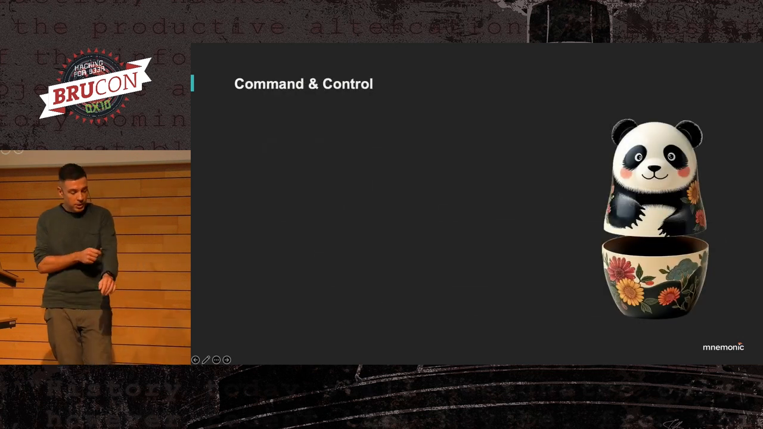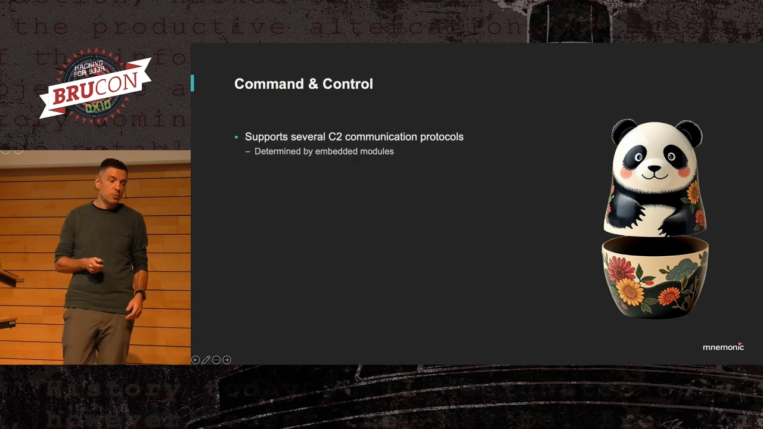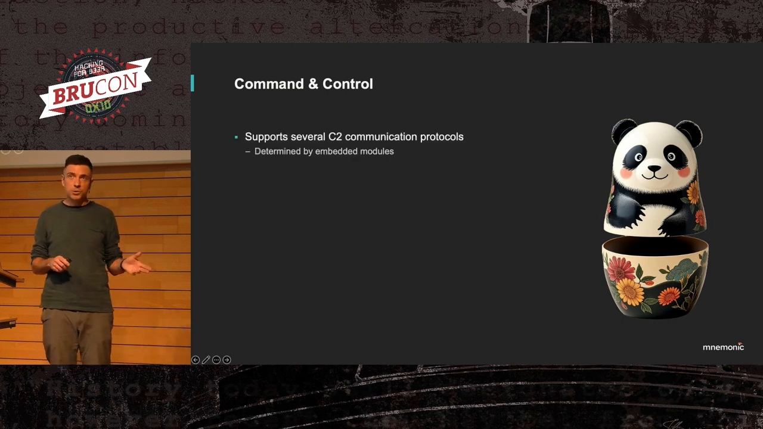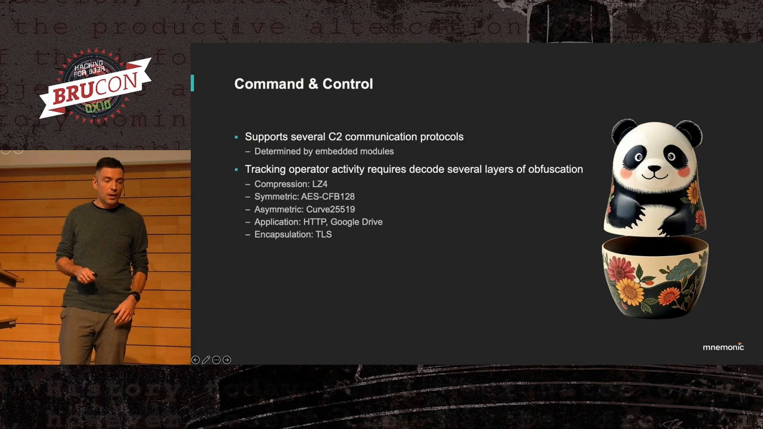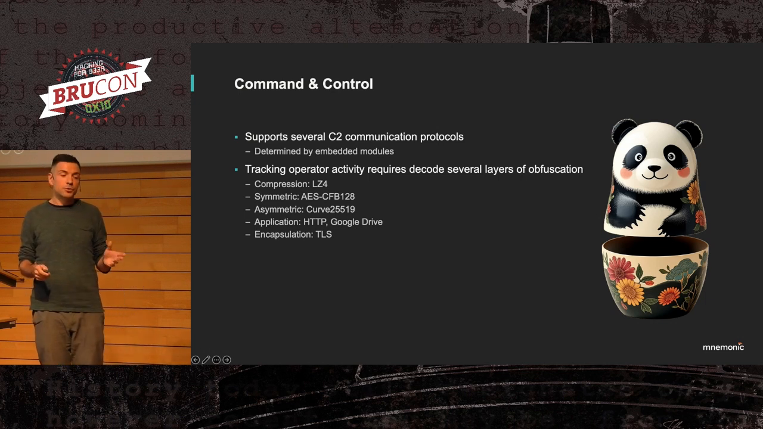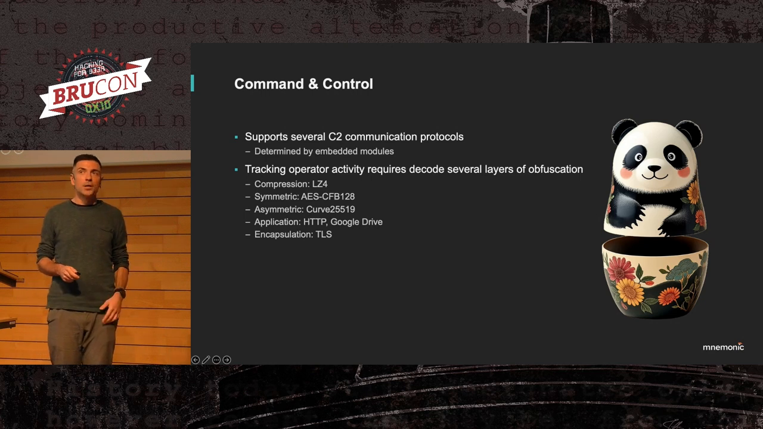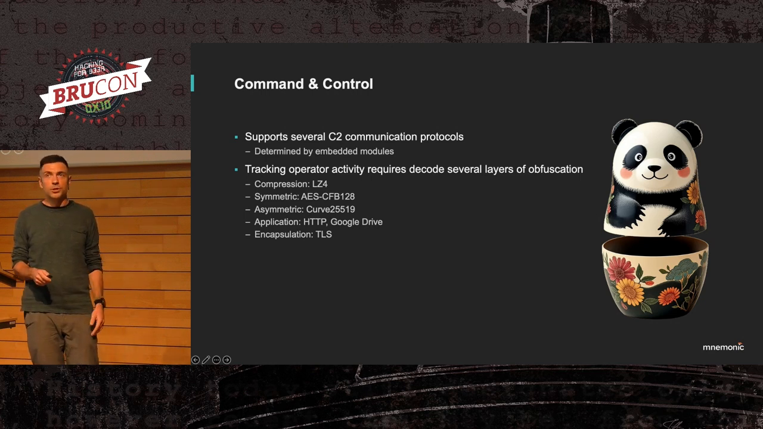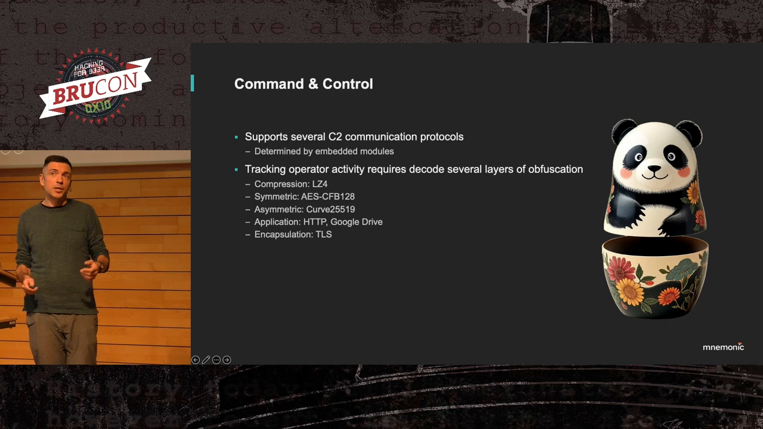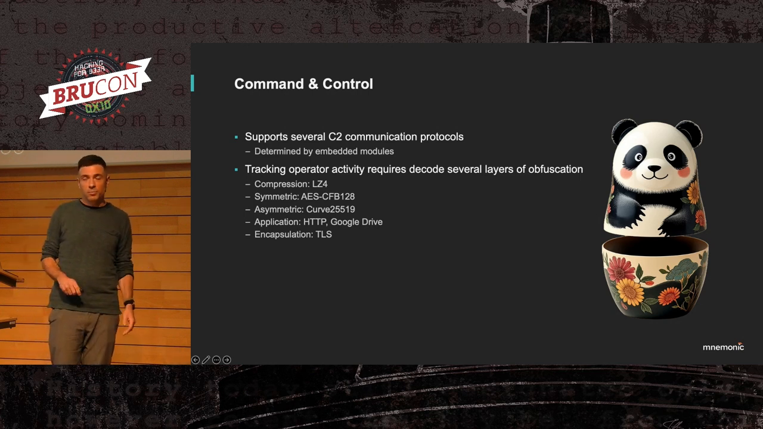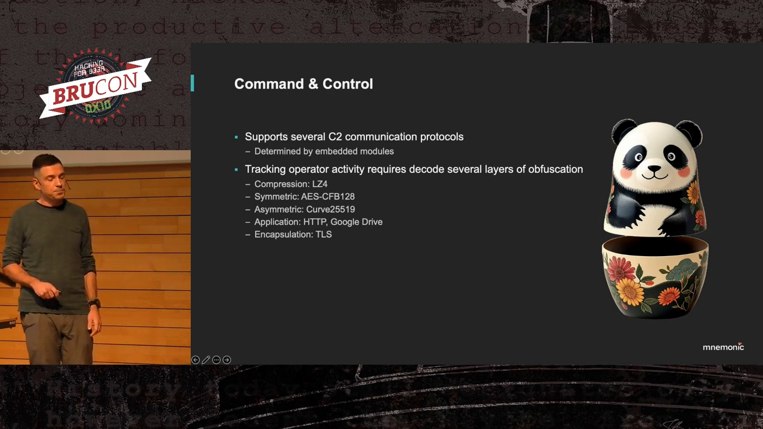So in general, the command and control is determined by the actual embedded modules that the malware embeds. And there are several, as we've mentioned already. And in order to track operator activity, you have to also get through several layers of obfuscation. Some of them are easier than other ones. So for instance, compression using LC4, which is a known compression algorithm, usually just means that you have to import a library, run a function, and you're done. And in other parts, such as elliptic curve cryptography, you can basically just give up immediately.